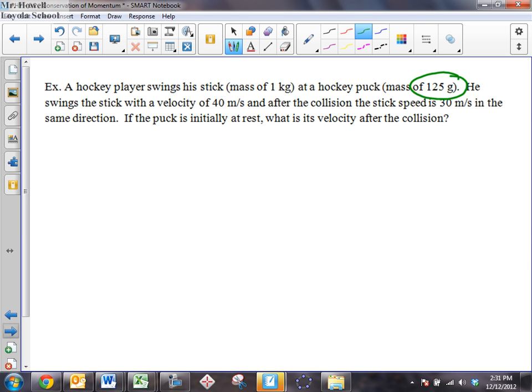Now, let's call the mass of the hockey stick, the first object, 1 kilogram. Let's call the mass of the hockey puck 0.125 kilograms.